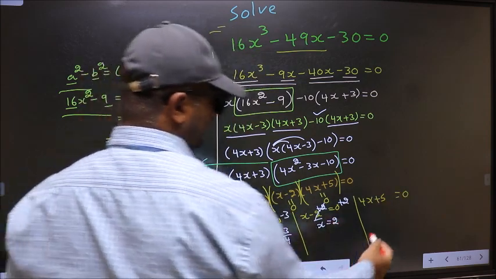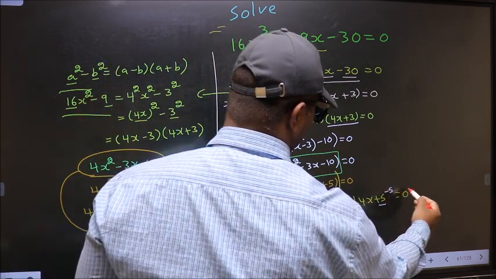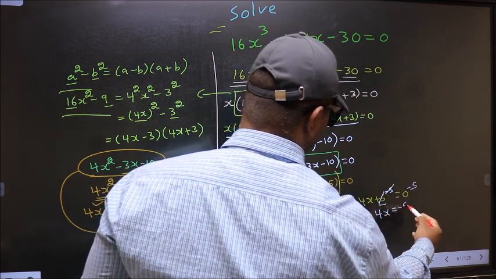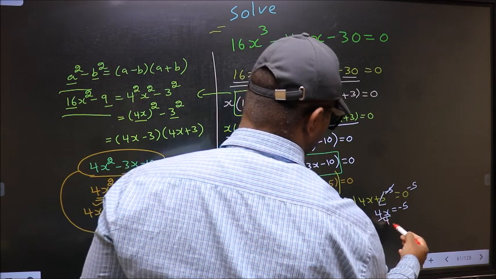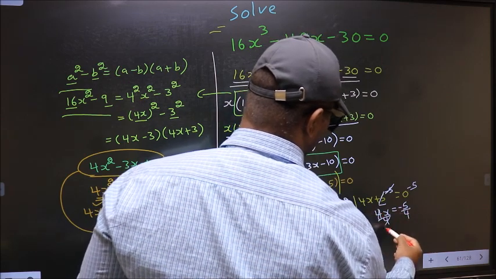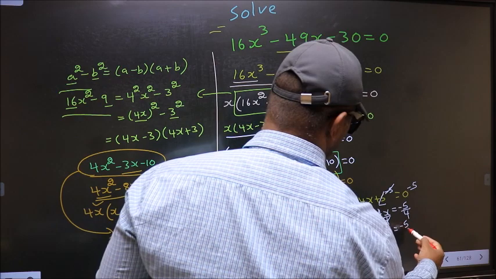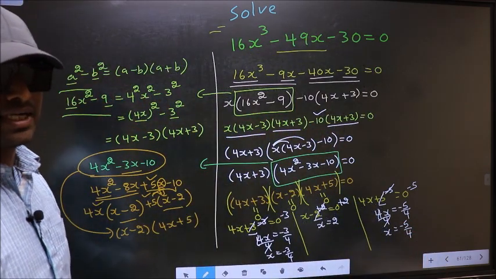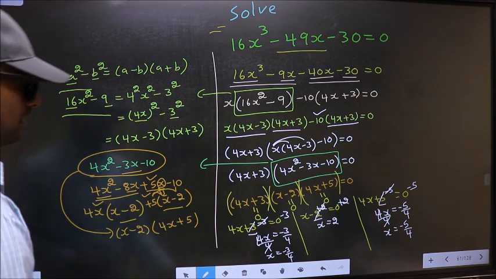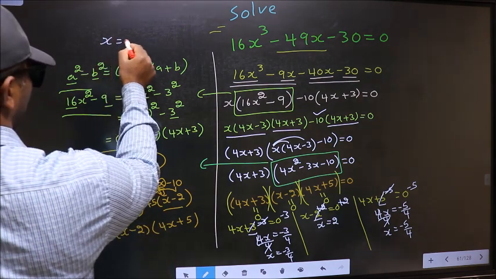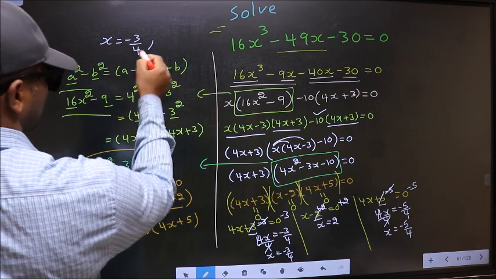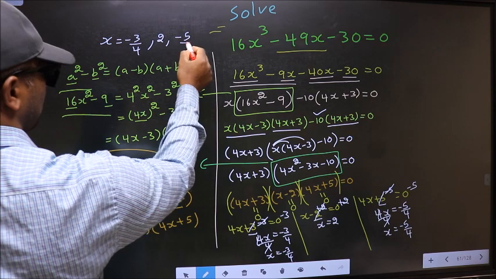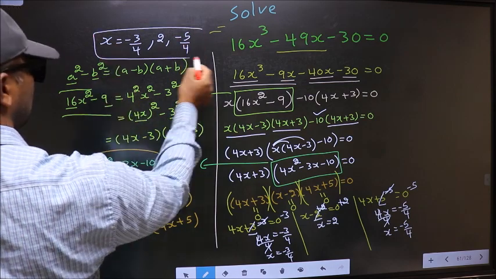Now here I should remove plus 5, so subtract 5. You get 4x equal to minus 5. Now I should remove 4, so divide by 4. You get x equal to minus 5 by 4. So the x values that we got are minus 3 by 4, 2 and minus 5 by 4. This is our answer.